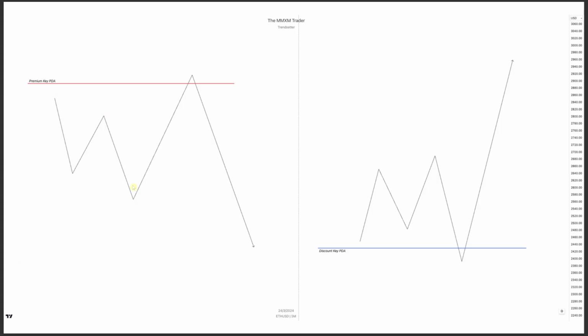So here we've got a crude schematic of price action, right? We've got a line chart for a bearish scenario. We've got a line chart for a bullish scenario. We've got our premium key PD array outlined and our discount key PD array. So we have to approach this mechanically, right? We want to see this happen first, then that, etc.